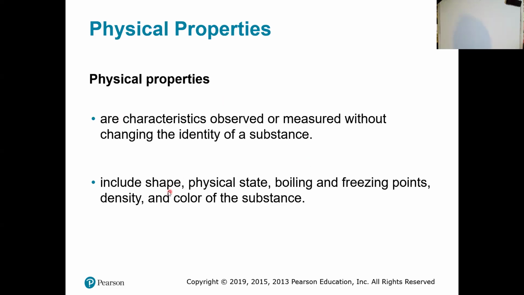So something like the shape of an object, the physical state it's in, whether it's solid, liquid, or gas, its boiling point and freezing point. These are the temperatures where it would boil or the temperature where it would freeze. These are all things that I can observe without any kind of chemical reaction happening.